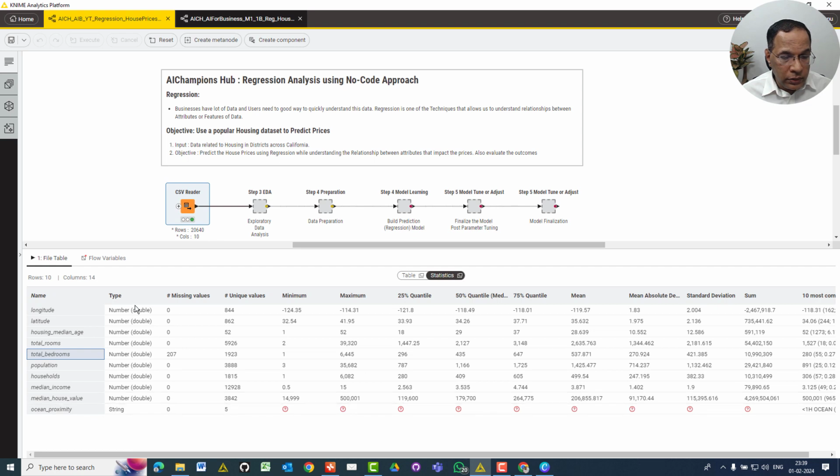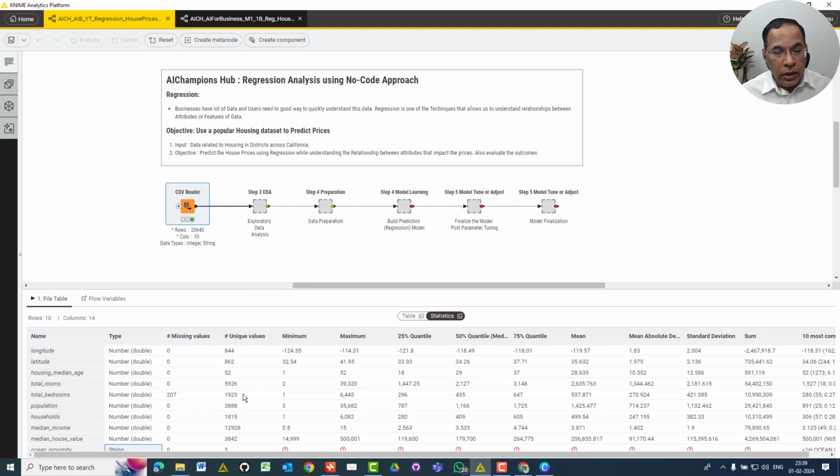And then you also make sure you understand the data types, right? Now in this case, most of this is numeric, therefore it's all numbers, and one of these is string. Now string is obviously, like we looked at, it's proximity to the ocean, and there are a set of values there, and that is basically a categorical variable. Okay.